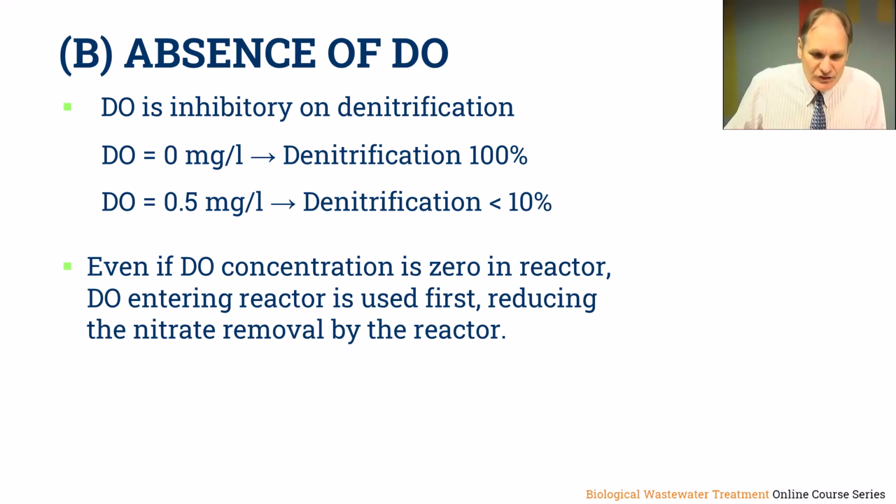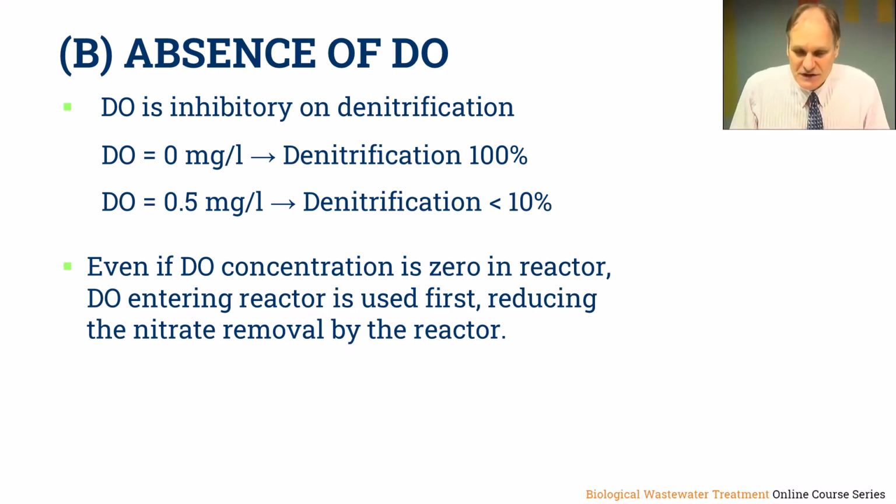However, I want to stress that even if the dissolved oxygen concentration is 0 in the reactor, the DO entering the reactor will be used first, and therefore we must avoid dissolved oxygen ingress into the anoxic reactor. And in some instances, the anoxic reactor would be covered so that it has no open headspace to the atmosphere, because the reactor needs to be mixed, and in the mixing action we create vortices and free surface renewal, and so dissolved oxygen from the atmosphere can enter the anoxic reactor.